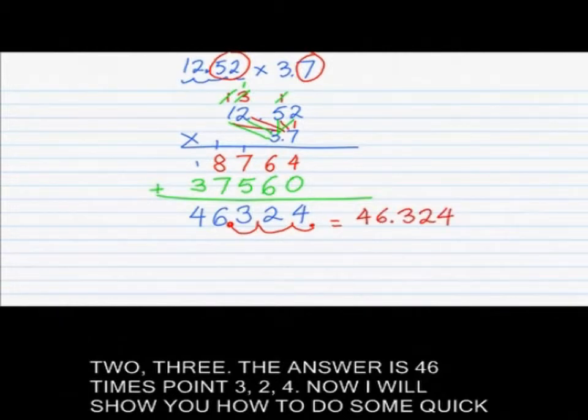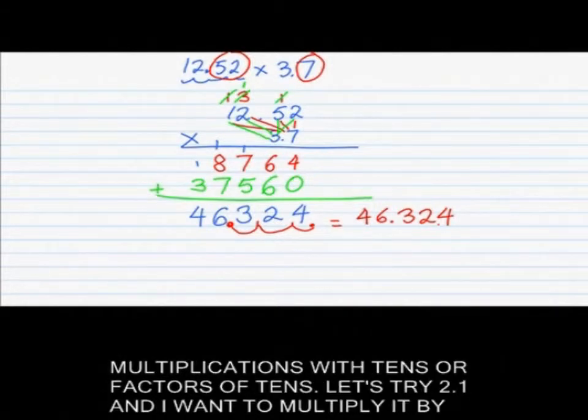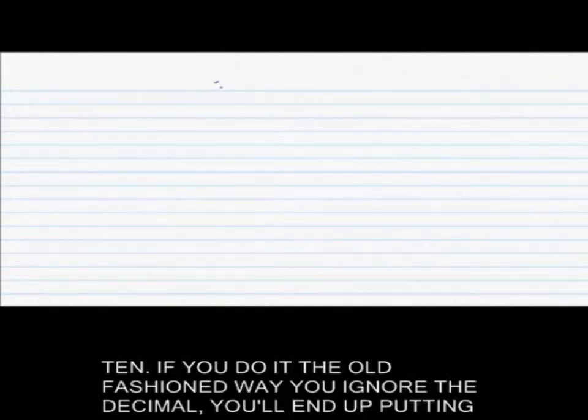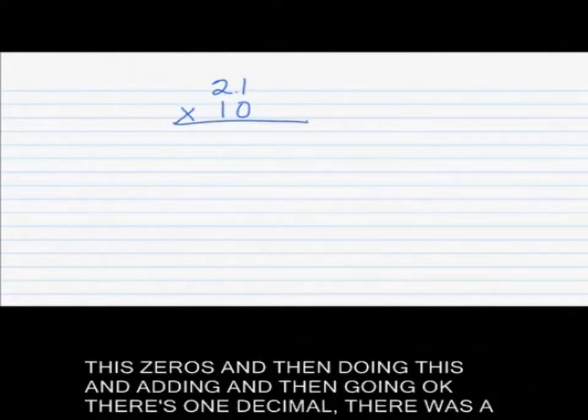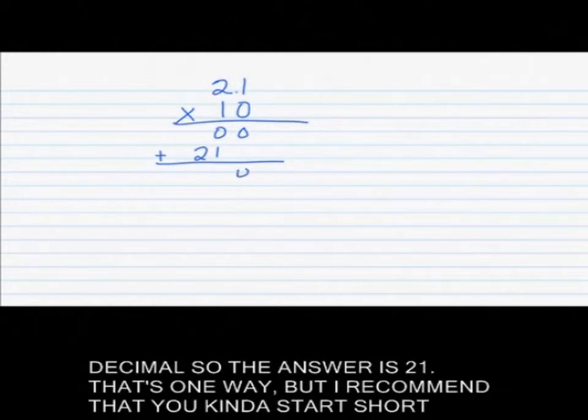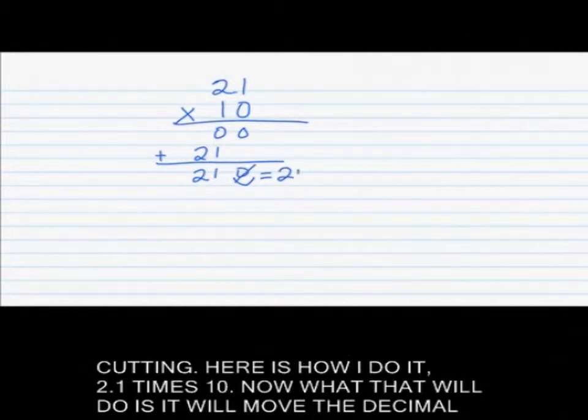Now I will show you how to do some quick multiplications with tens or factors of tens. Let's try 2.1, and I want to multiply it by 10. If you do it the old-fashioned way, you ignore the decimal, you'll end up putting the zeros and then doing this and adding and then going, okay, there's one decimal, there was a decimal, so the answer is 21.